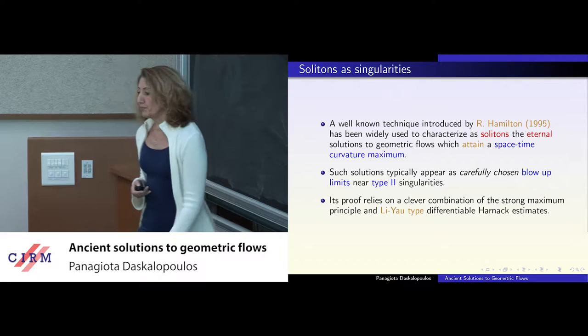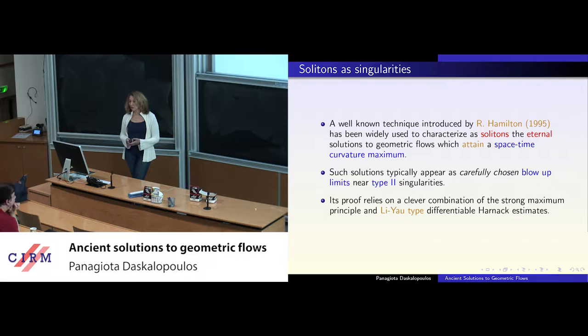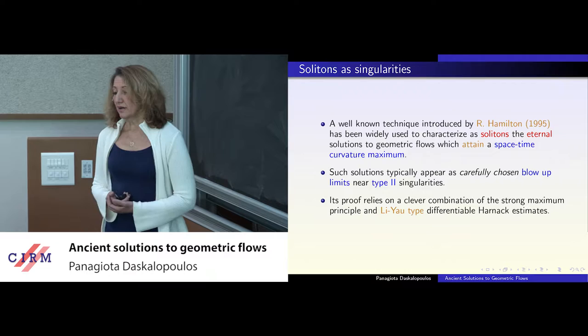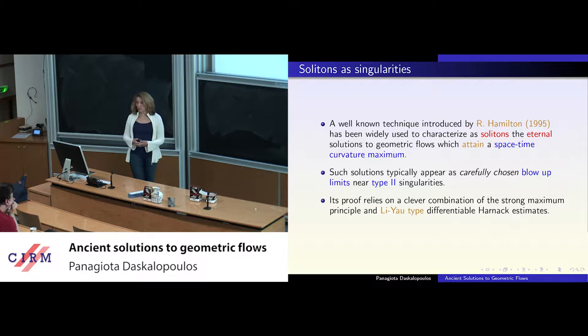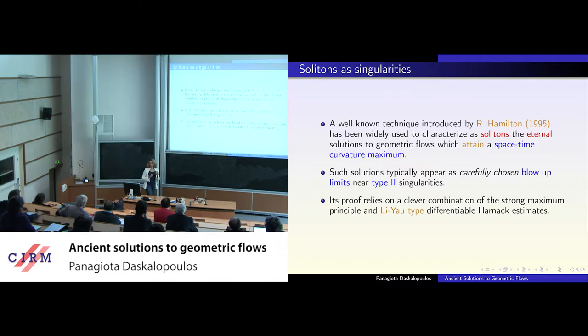Now, some of us who work on geometric flows know this old technique introduced by Richard Hamilton, which has been very useful in classifying singularities, in particular type 2 singularities that, after they are rescaled, give rise to eternal solutions. This technique is based on rescaling in a very specific way near the singularity, so that in the limit you end up with an eternal solution for which the curvature, which is something that controls the singularity, achieves a pointwise maximum, an interior maximum in space and time. And the fact that this is happening makes this eternal solution very special, and the strong maximum principle helps you to classify the singularity.